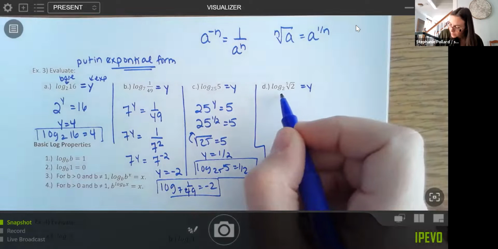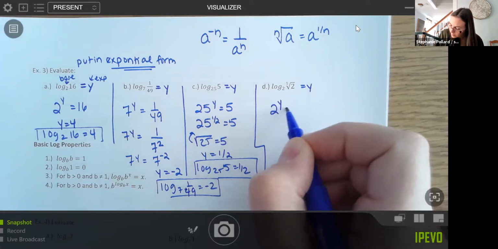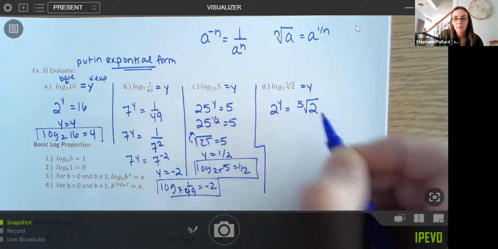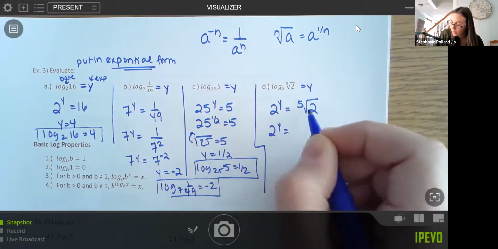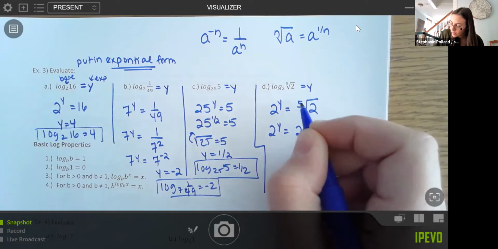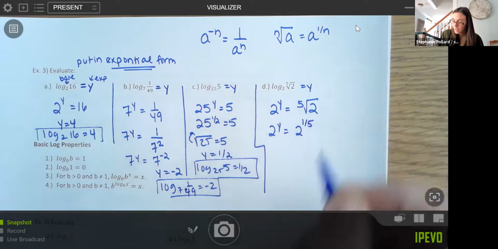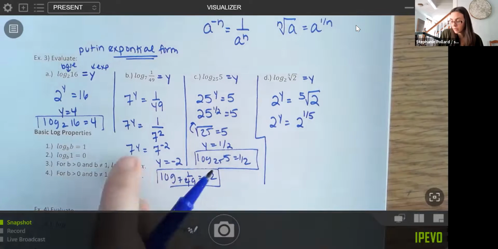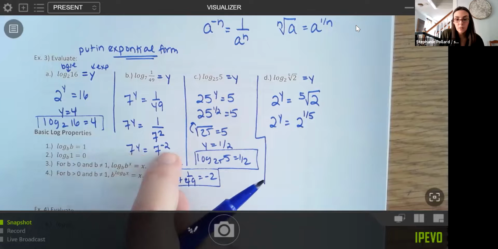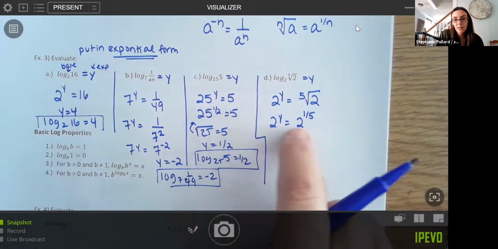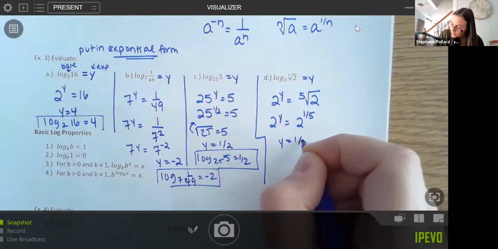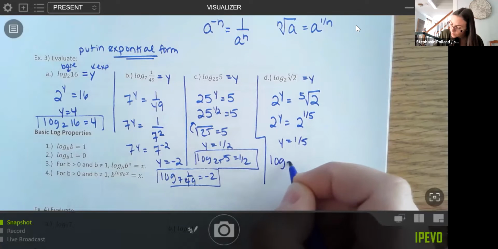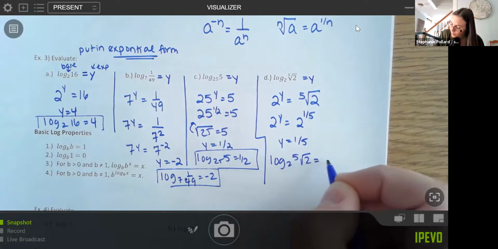So here my base is 2, my exponent is y. Think of these like little puzzles. The roots don't really help me, but I can write this as an exponent. This would be a 1/5. And notice here that we have the same. So I should have clarified here. So here you have 7 and 7. They're the same, so the y must be negative 2. Here you have 2 and 2. The bases are the same, so the y value must be 1/5 to get those to match. So my log base 2 of the 5th root of 2 is going to be 1/5.